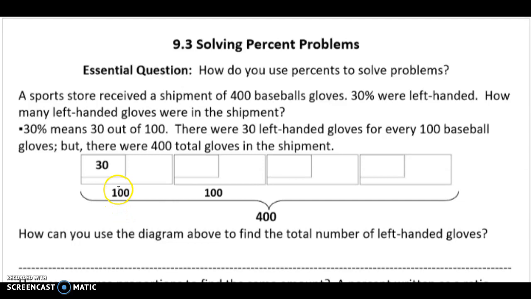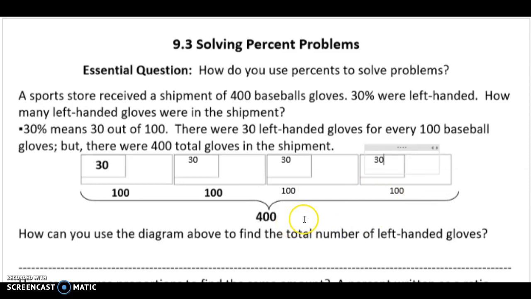Well, if we have 100 gloves here, then 30 of them were left-handed. If we have 100 gloves here in this section, how many were left-handed? 30. And we have a total of 400 gloves in the shipment, so this section here will have 100 gloves, and of those 100 gloves, 30 were left-handed. And in this section we have 100 gloves, and out of that 100, there were 30 that were left-handed. So 100 plus 100 plus 100 plus 100 gives us 400 total gloves.